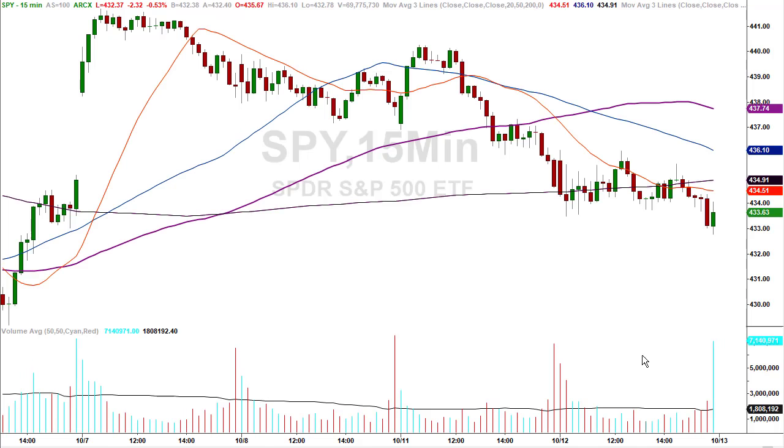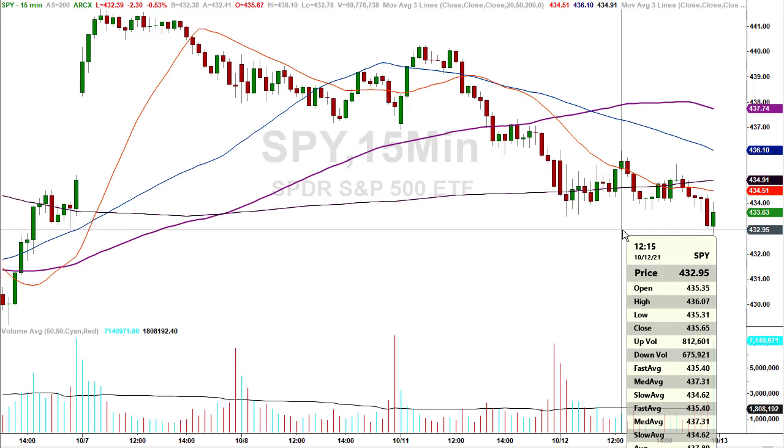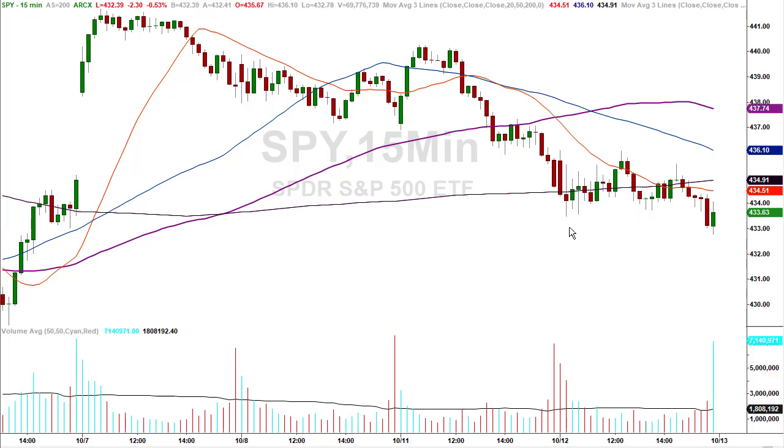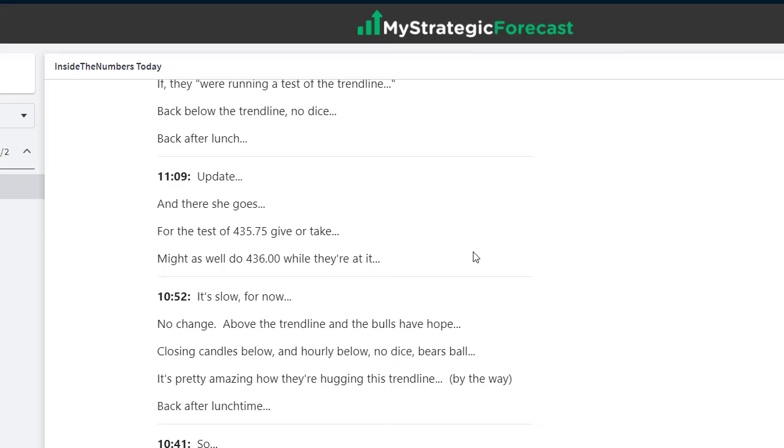They did 436. Here's a 15-minute chart. That comment was a little after 11 o'clock. What's this? 12:15. What's the high? 436.07. There's no difference in the notes on any typical day. It's just the market wasn't necessarily easy to trade today. It was a back and forth rodeo making a decision around the trend line all day.